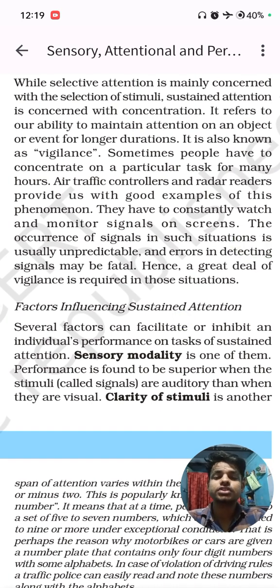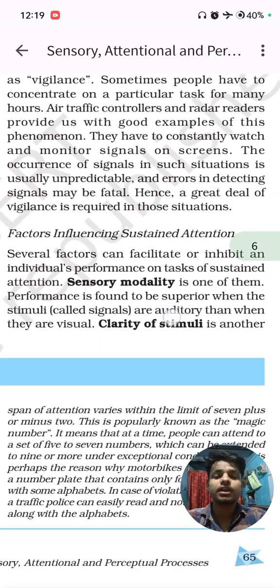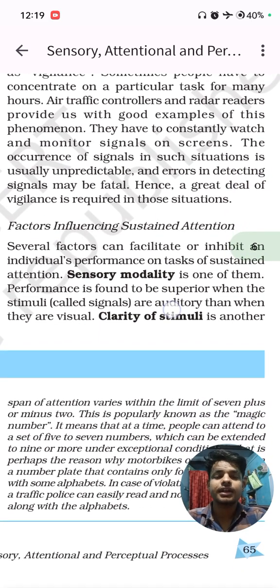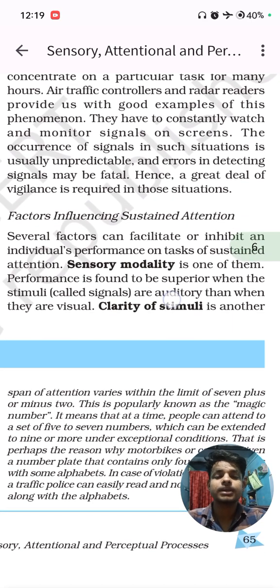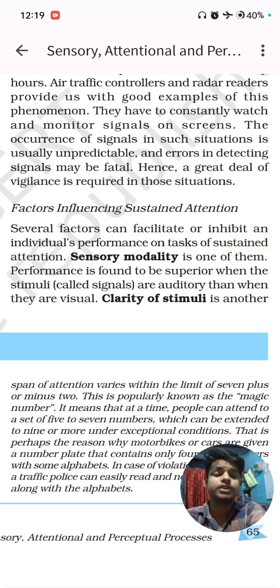Sustained attention, while selective attention is mainly concerned with the selection of stimuli, is concerned with concentration. It refers to the ability to maintain attention on an object or event for a longer duration. It is also known as vigilance. Sometimes people have to concentrate on a particular task for many hours. Air traffic controllers and radar readers provide a good example of this phenomenon. They have to constantly watch and monitor signals on a screen. The occurrence of the signal in such a situation is usually unpredictable, and an error in detecting a signal may be fatal. Hence, a great deal of vigilance is required.